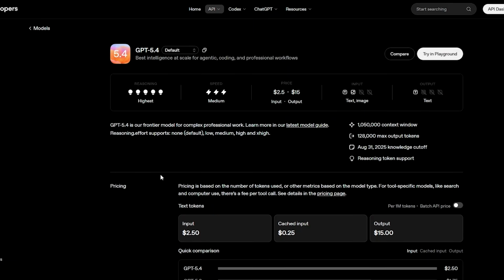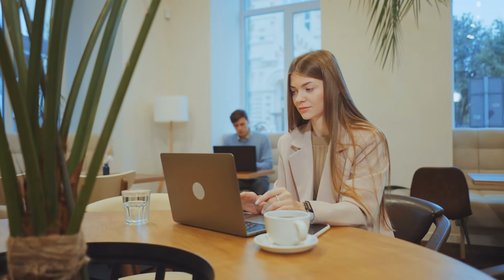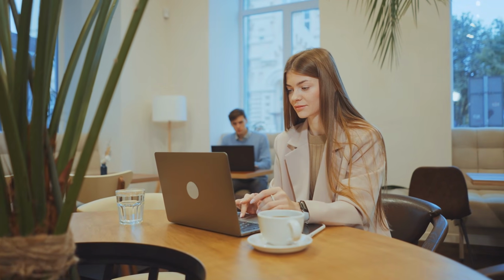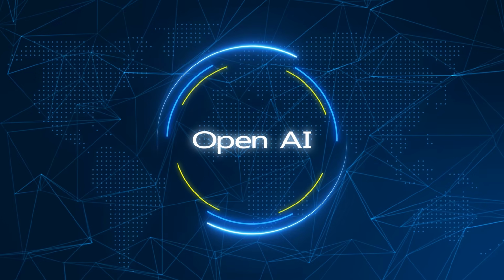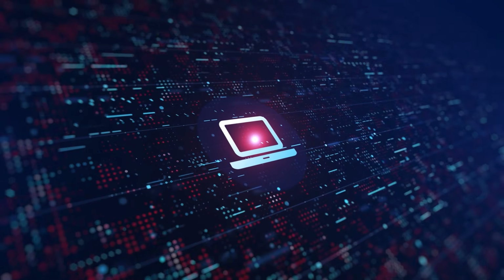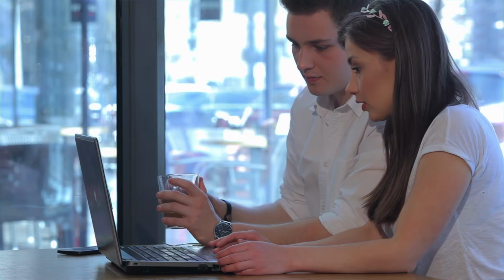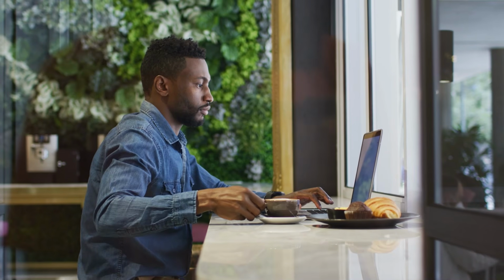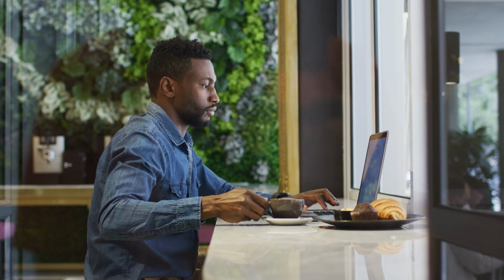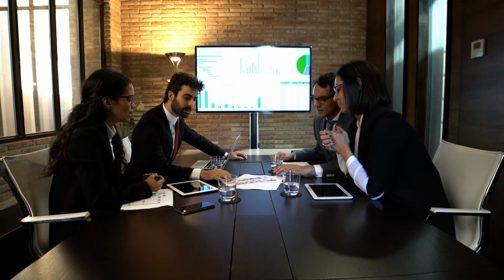GPT 5.4 sits at roughly 1.05 million tokens, still massive by any reasonable standard. And OpenAI explicitly positions it for long-horizon agent tasks, where the model needs to maintain context across extended tool use sessions. But here's where it gets interesting. Context window size alone doesn't tell you how well the model actually uses that context. And that's something neither company fully discloses with standardized benchmarks.